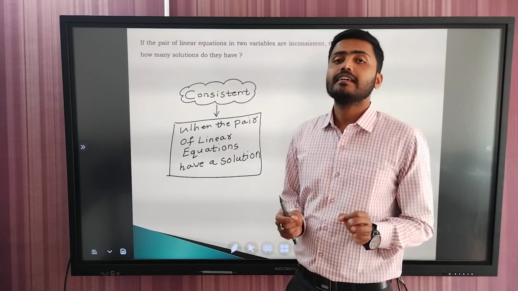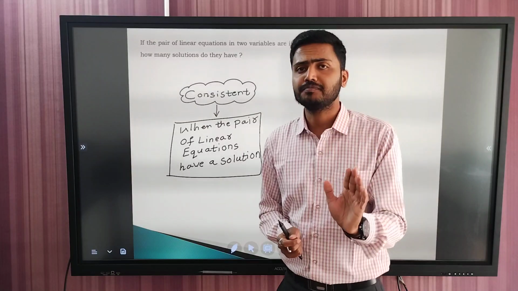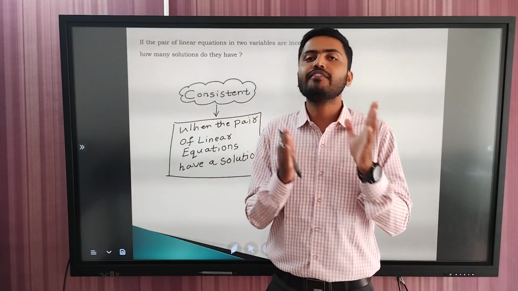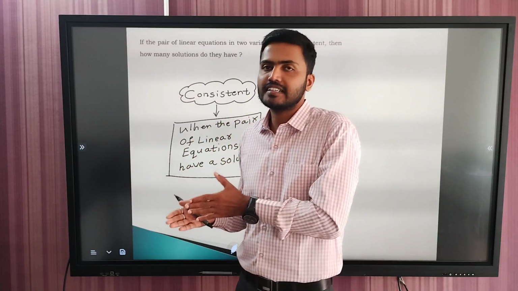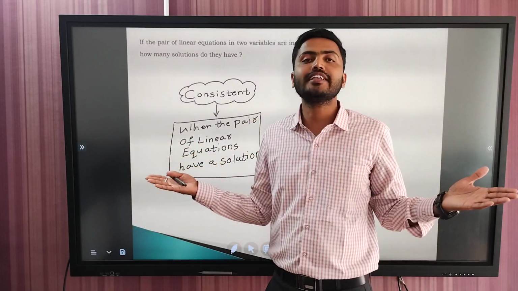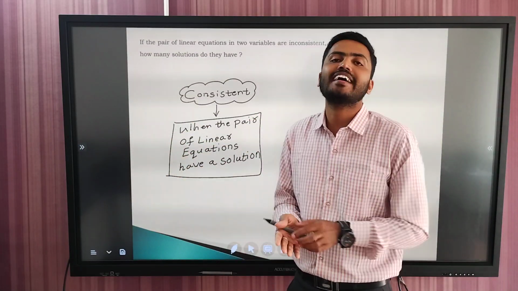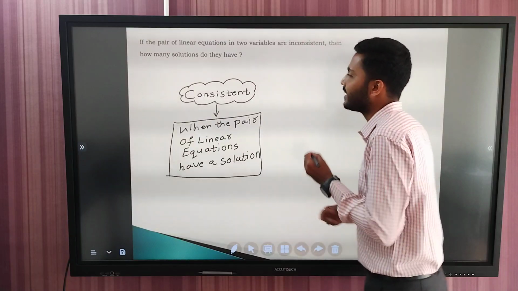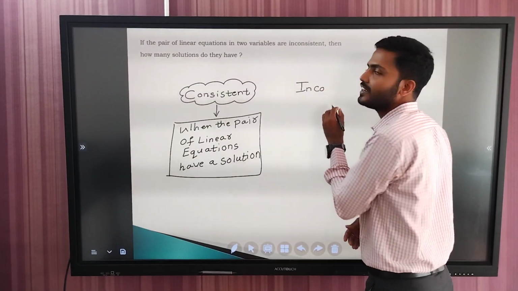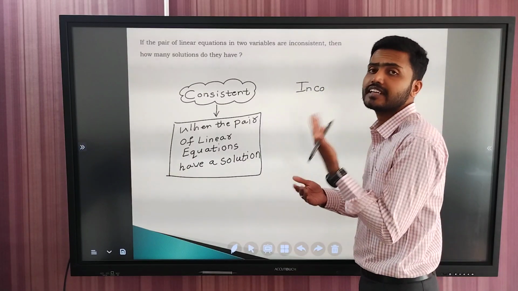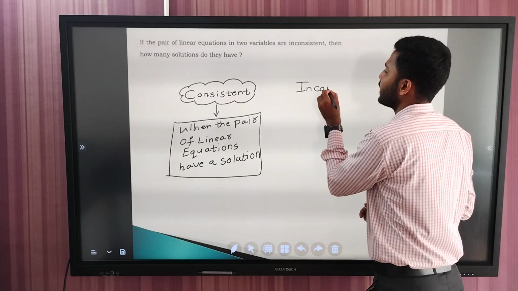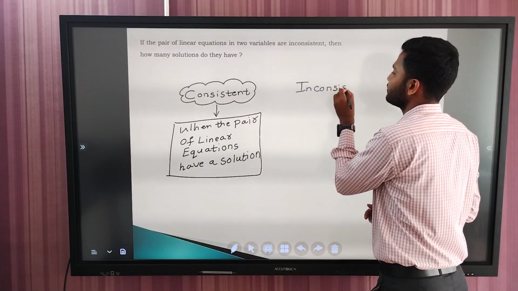Okay, but what should there be? There should be a solution. I have to have a solution to call it as consistent. If I am having a solution, then it is consistent, and conversely, if I am not having any solution, then it is called inconsistent. Okay? So if a pair of linear equations has no solution, it is going to be inconsistent.